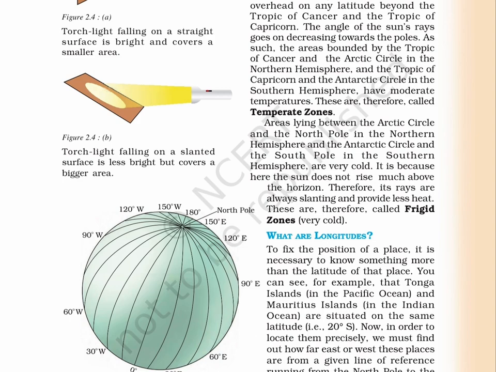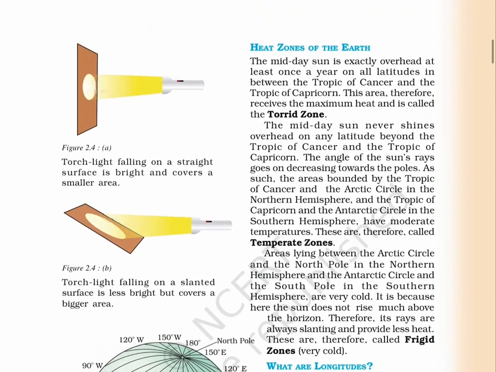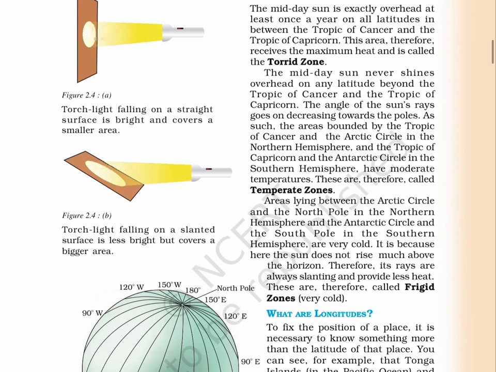Figure 2.4a shows that a torchlight falling on a straight surface is bright and covers a smaller area. Figure 2.4b shows torchlight falling on a slanted surface is less bright but covers a bigger area.